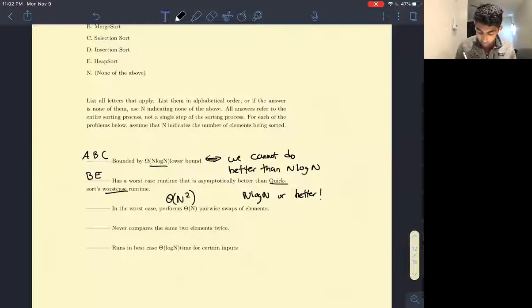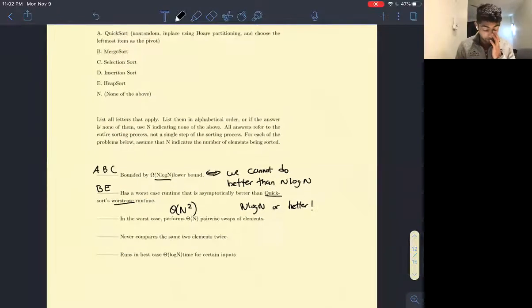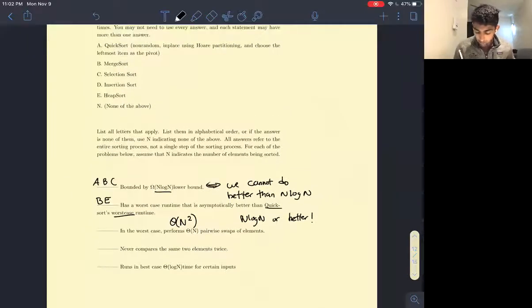In the worst case, performs n pairwise swaps of elements. Okay, so what this is saying is that the maximum number of swaps this algorithm will do is n swaps. Okay, so I'm going to go through each of these sorting algorithms and ask myself, is there a possibility that we do more than n swaps? If so, we can't use the sorting algorithm, right?